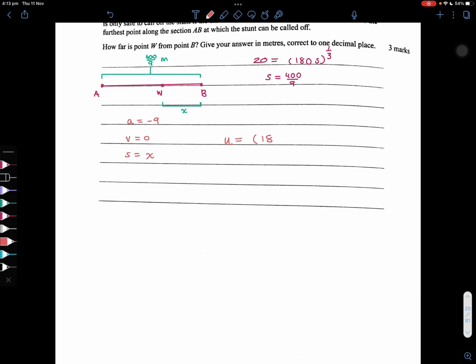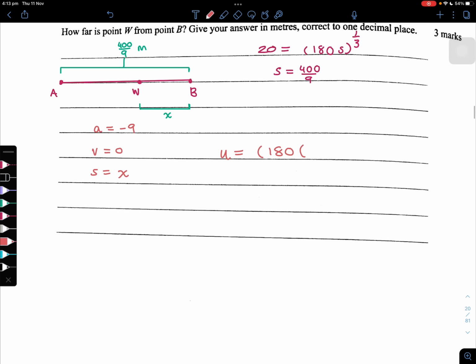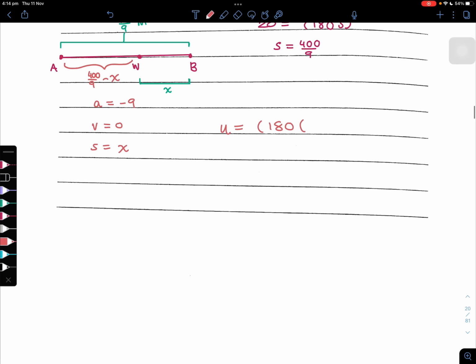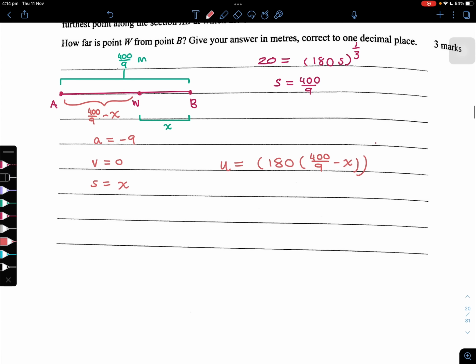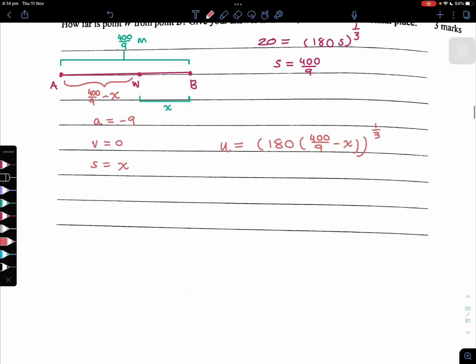Using that equation again gives us 180 times s, right? s is the displacement that the person has traveled. And the distance from here to here is going to be our whole distance minus this distance. So in that displacement section, I'm going to put 400 on 9 minus x, okay? And it's all to the power of 1/3. Now that tells me my initial velocity.